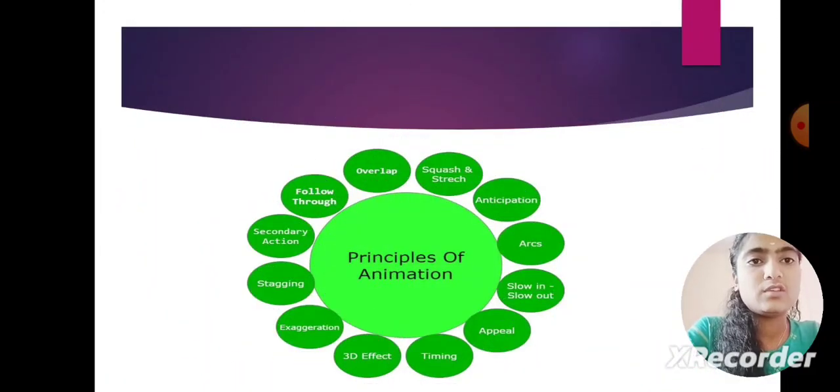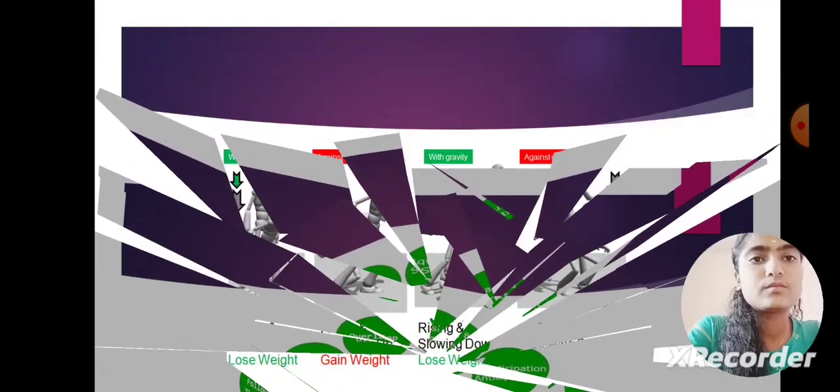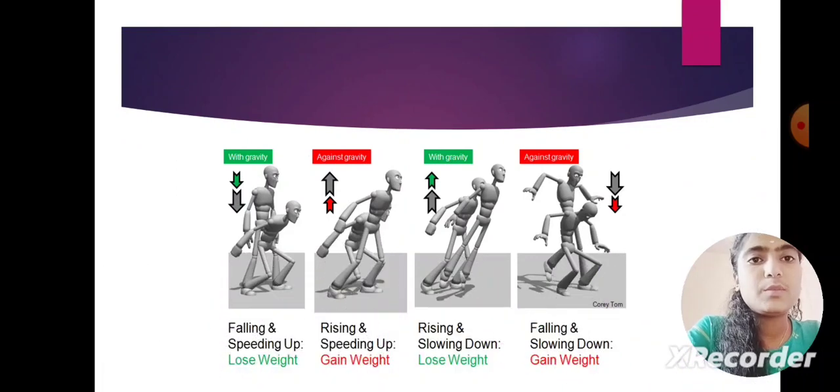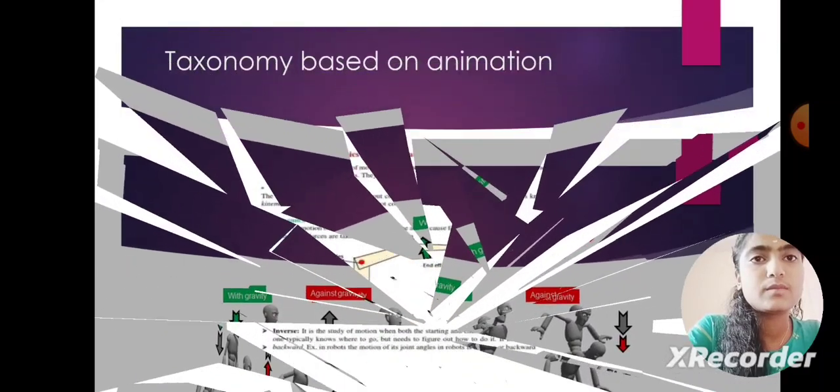Principles of animation: overlap, squash and stretch, anticipation, arcs, slow in, slow out, appeal, timing, 3D effect, exaggeration, staging, secondary action, follow through. Falling and speeding up, rising and speeding up, rising and slowing down, falling and slowing down. These are the major steps involved in moving a character in the animation process.